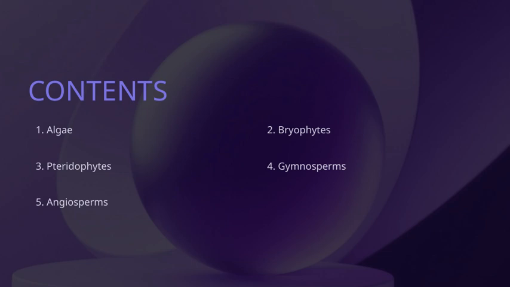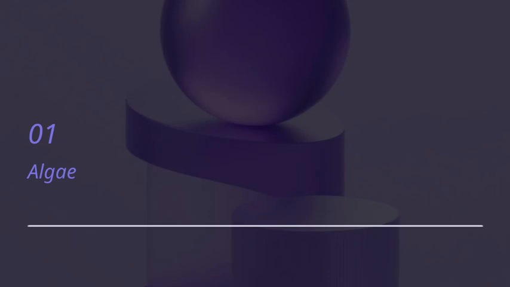Finally, we have angiosperms, the flowering plants. They are the most diverse group, producing seeds enclosed within fruits, and they dominate many ecosystems around the world. Connecting all these groups helps us understand the evolutionary progression from simple aquatic forms to complex terrestrial plants with advanced reproductive strategies. Let's take a closer look at algae.